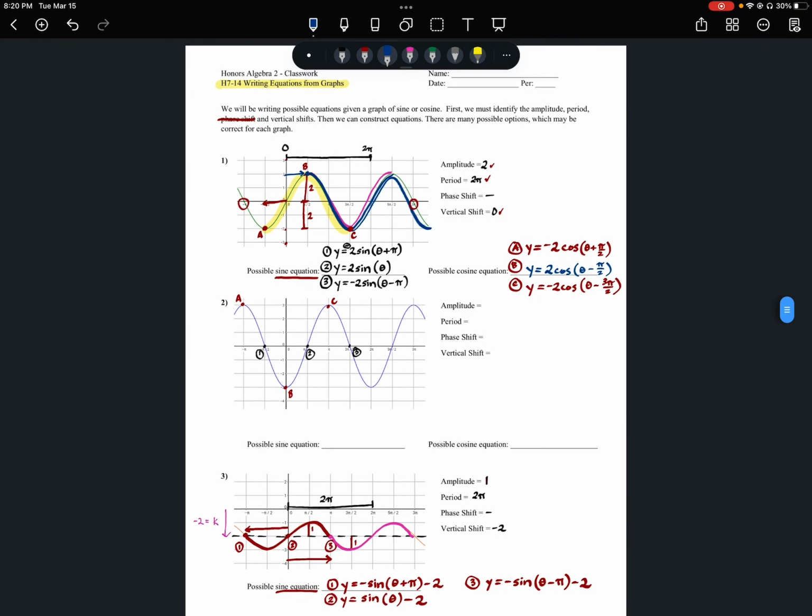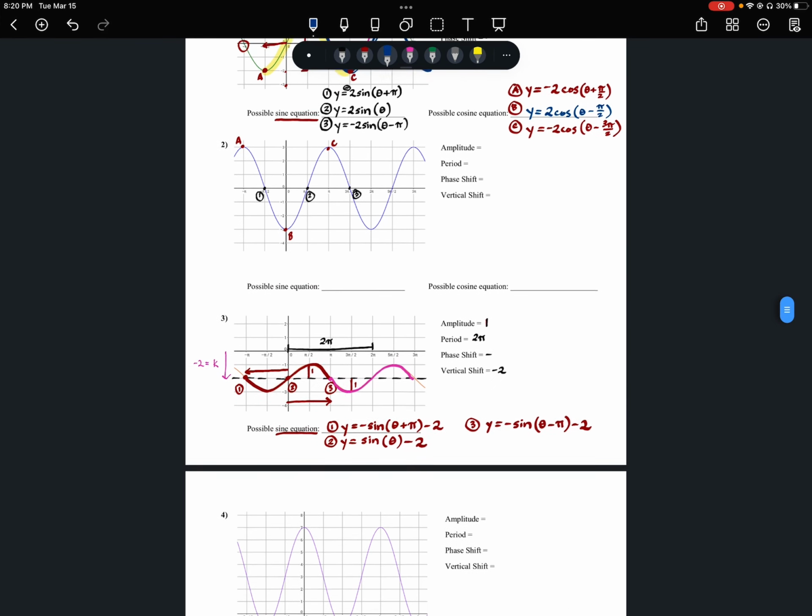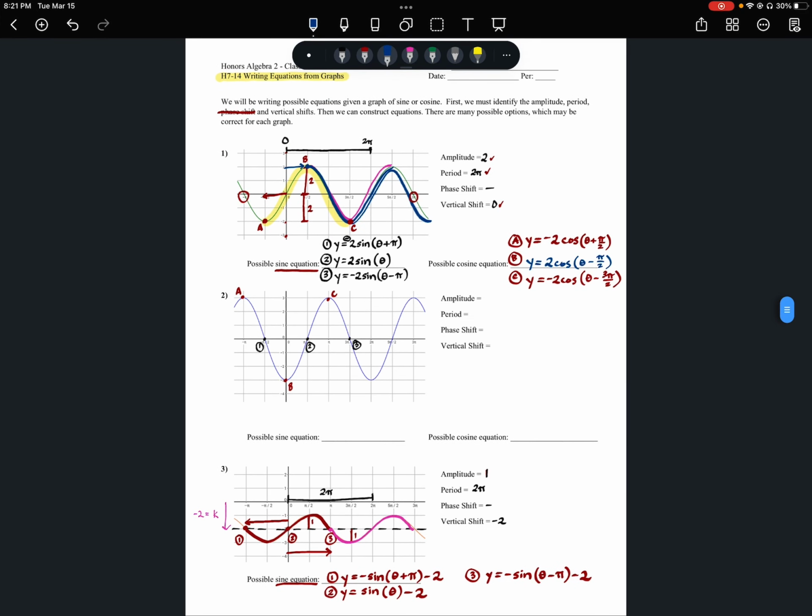And once you're feeling good about it and you've checked it, you may get out the homework and begin working on that. That's H7-14. Please make sure you pay attention to Remind. If I'm going to be out the next day, I may alter the assignment or the homework. I will let you know just so that you are aware.